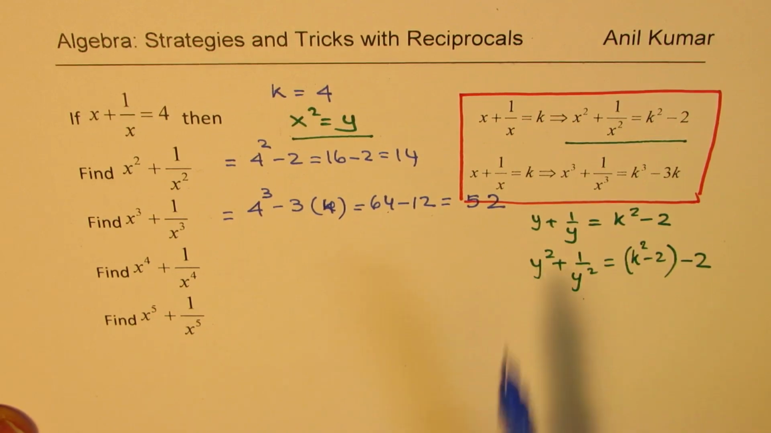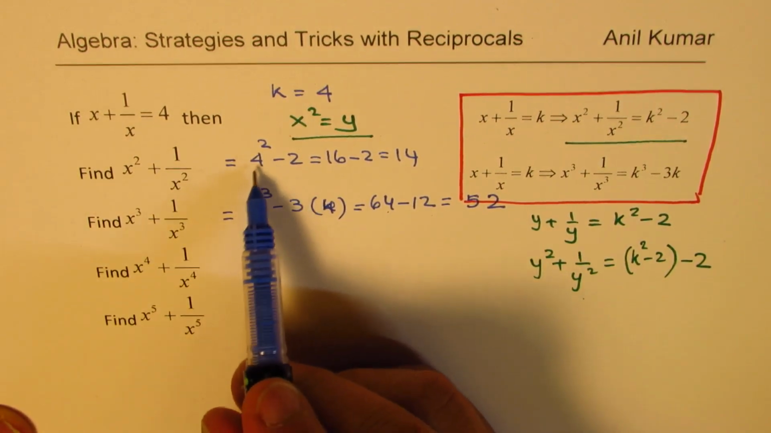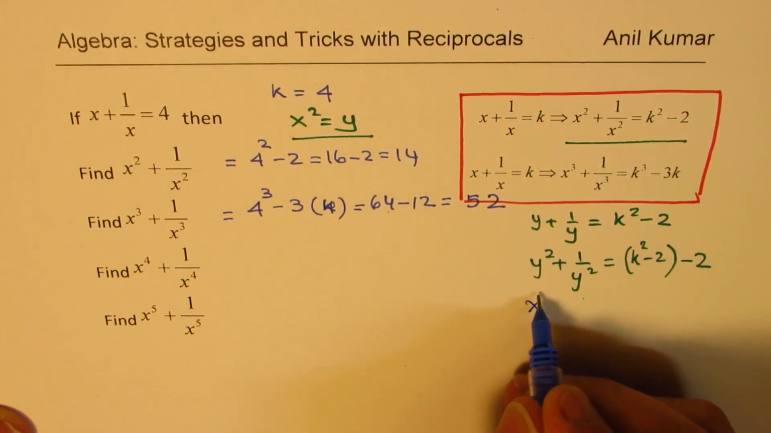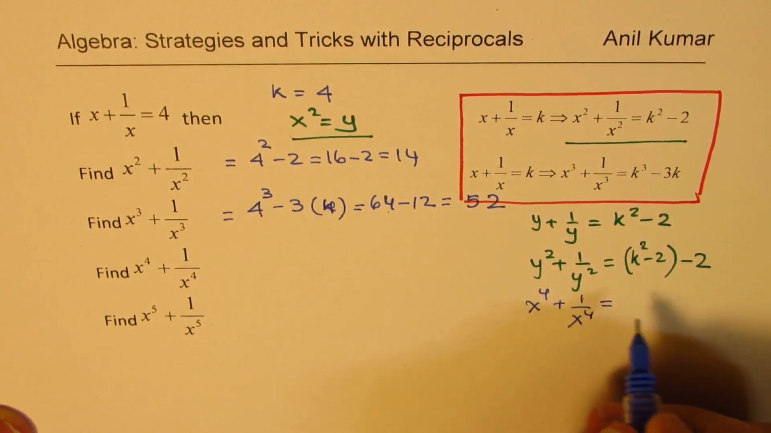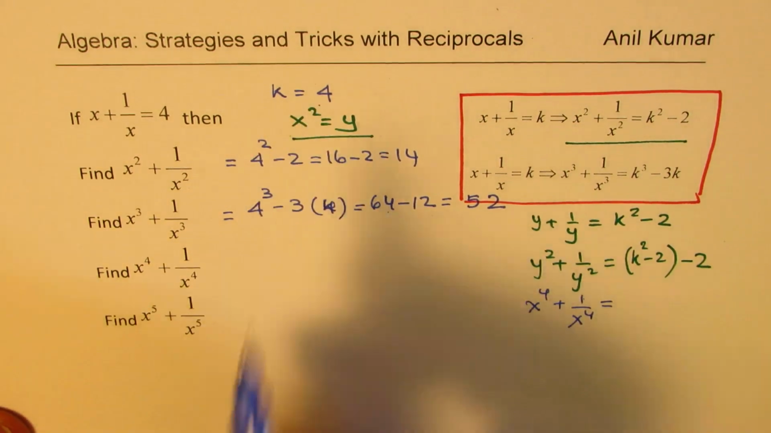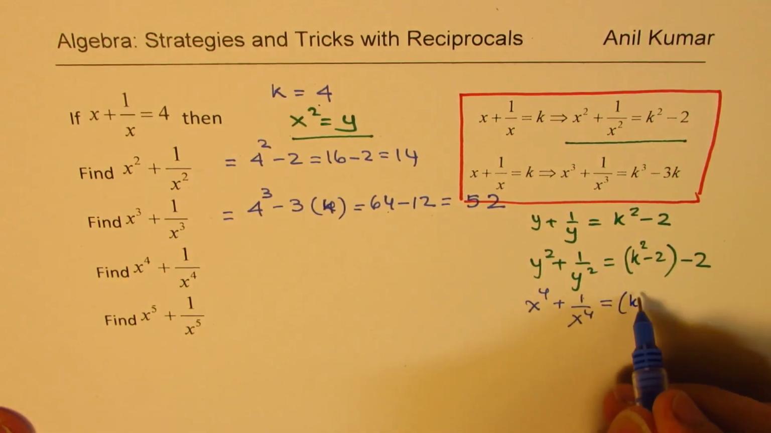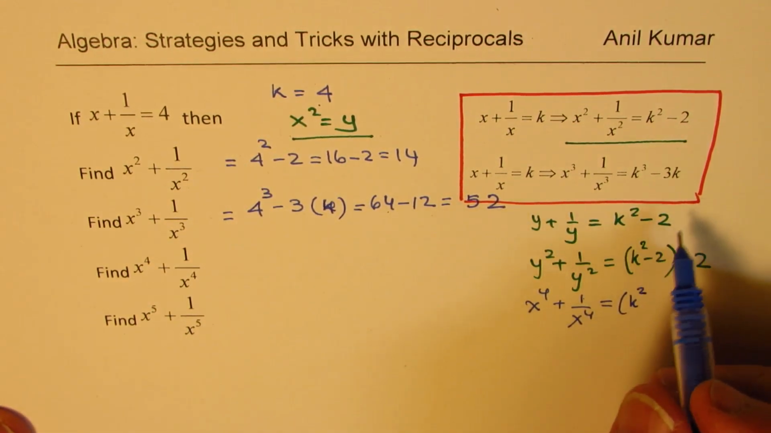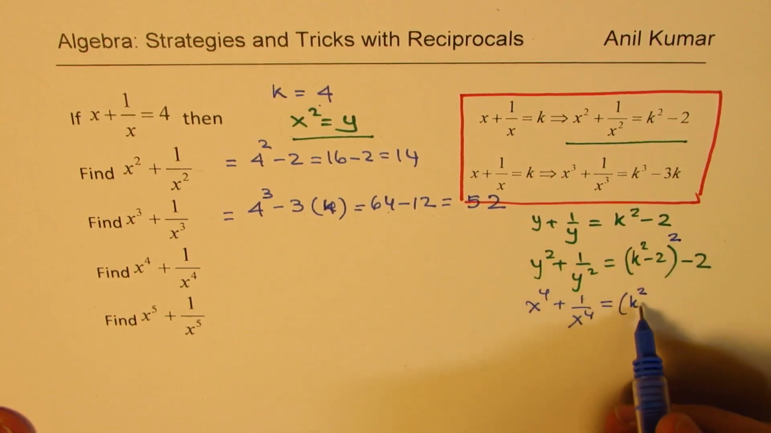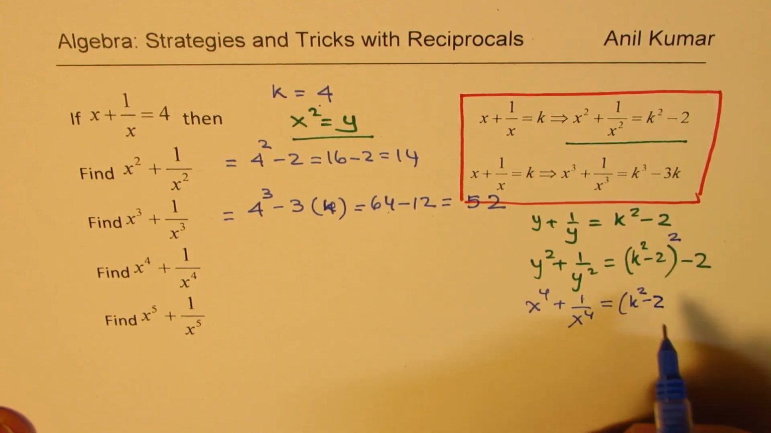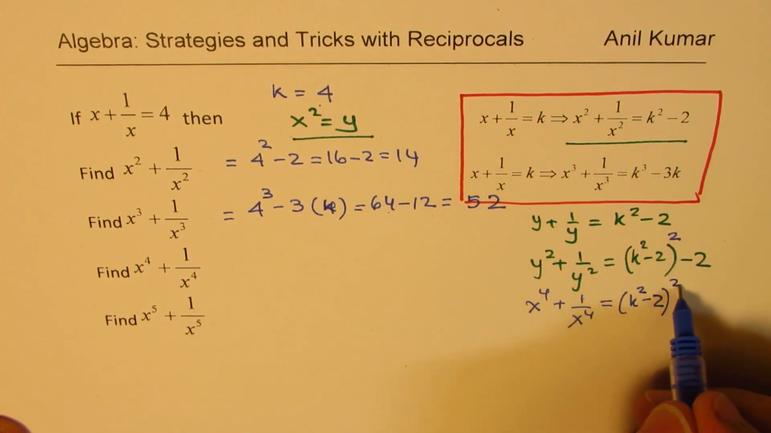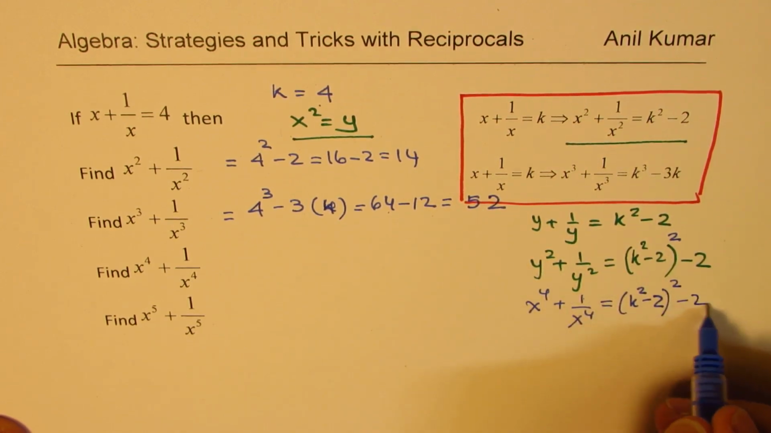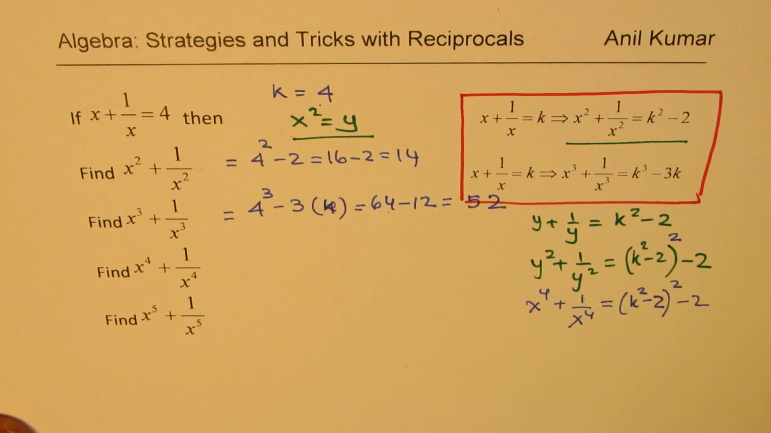Since y is x squared, I could write this as x to the power of 4 over 1 over x to the power of 4 equals 2. Initially given the k value, square, the whole square of this, right? So k squared minus 2, which was the original value, whole square of that, minus 2. That is what you get. Perfect. So that is how you can find this value.